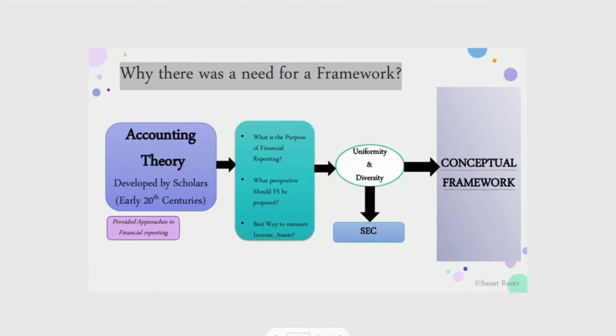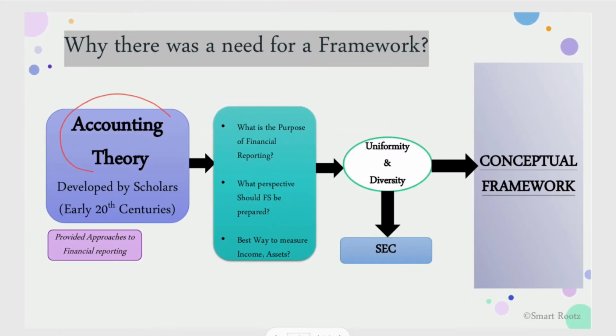But why was there a need for a framework? It all started in the early 20th century, when accounting theories were developed by scholars. In the early 20th century, we did not have a framework, and everybody had their own theory of accounting. However, they also discussed the main questions about what the purpose of reporting is, and from what perspective a financial statement should be prepared, whether from the perspective of the owner or from the perspective of the entity. All those questions were also discussed by the scholars.